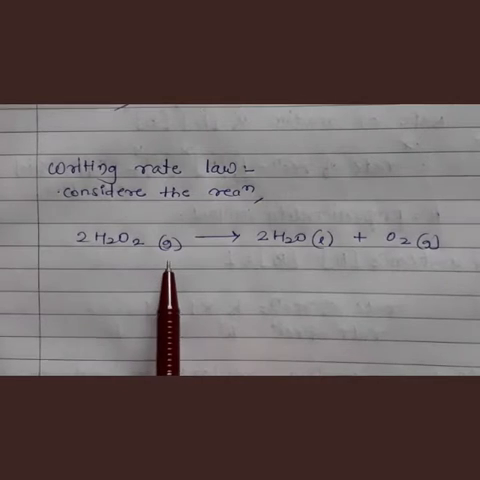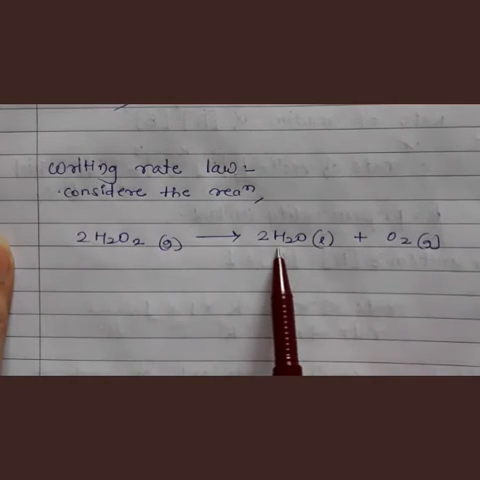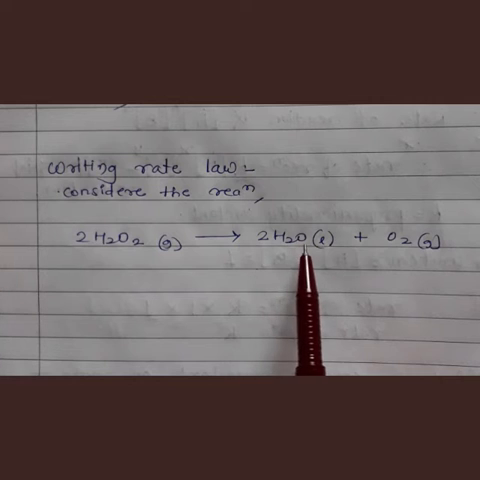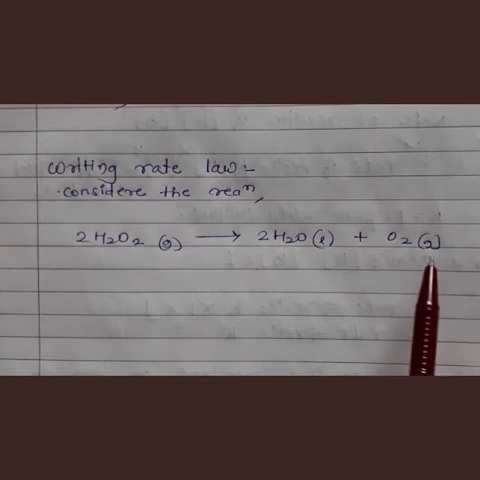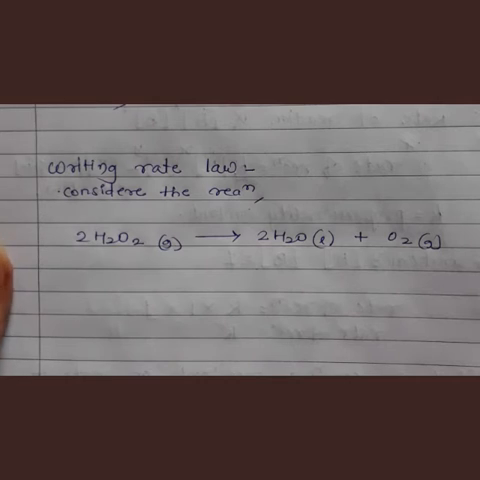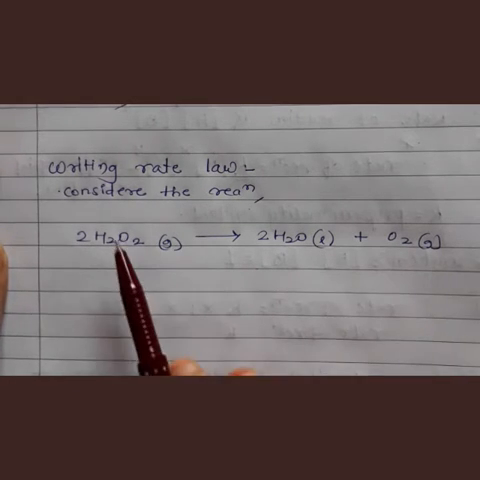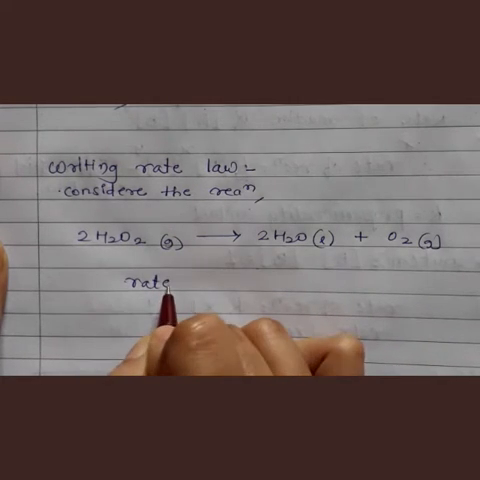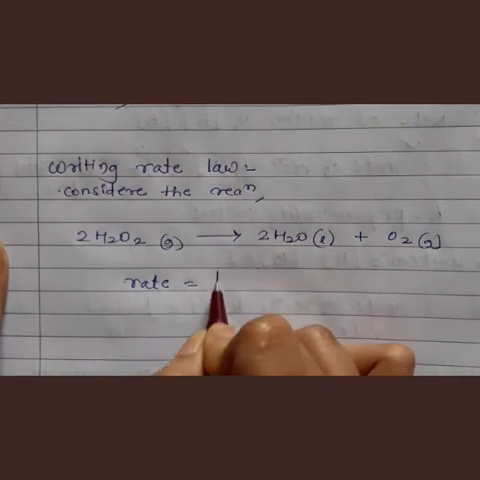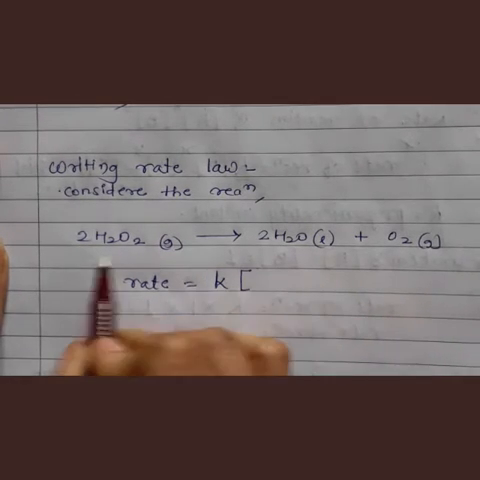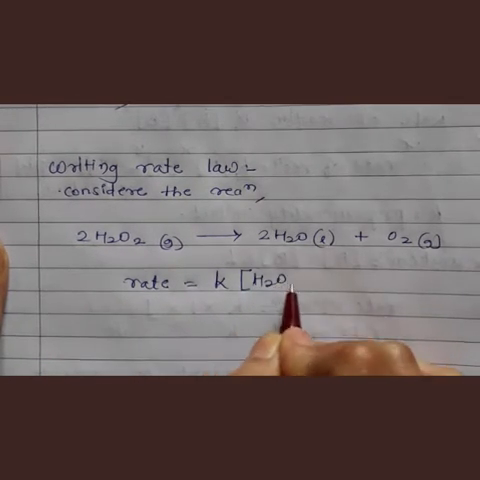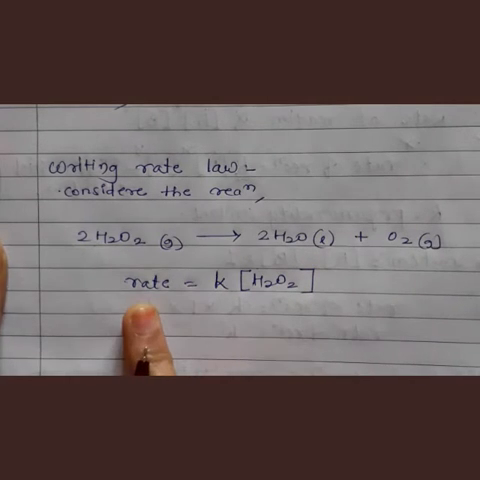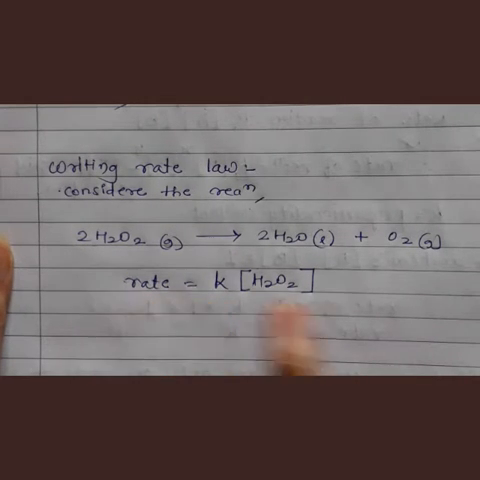2H2O2, hydrogen peroxide in gaseous form, gives us 2H2O liquid, 2 molecules of water, plus 1 molecule of oxygen gas. Here we have to write the rate law. Okay, and we know rate law, or rate of reaction, depends upon the concentration of reactant. Understand? So for this reaction, rate law can be written as rate is equal to K, the proportionality constant, times the concentration of reactant H2O2.